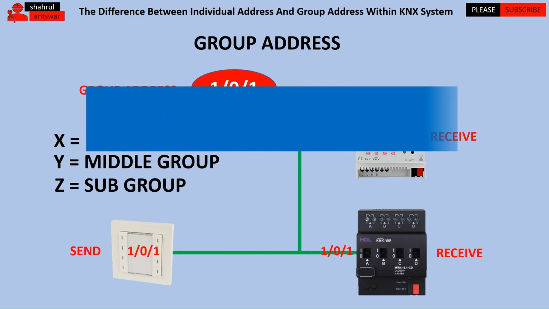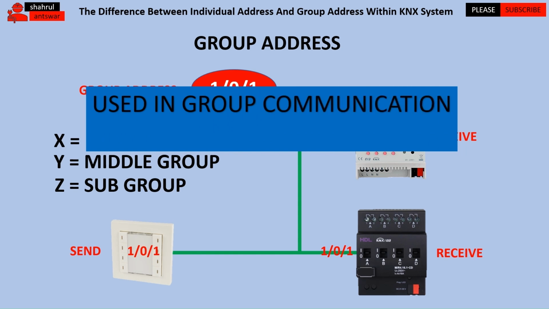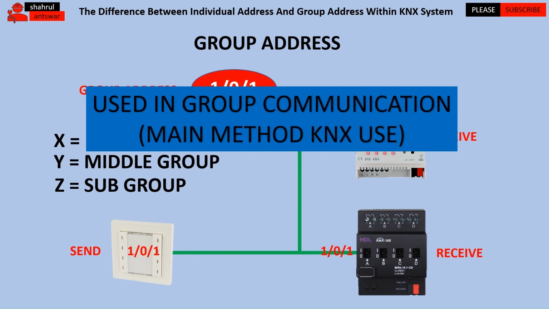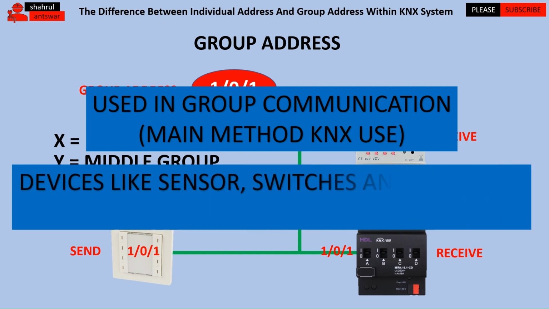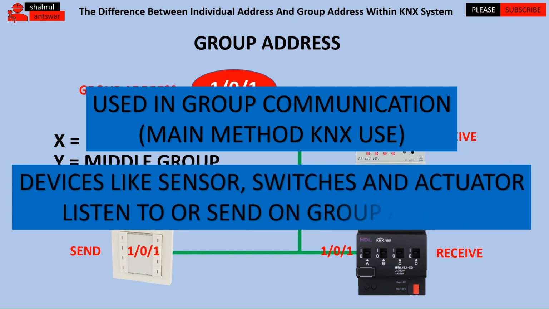The group address is mainly used in group communication, which is the main method KNX uses. Devices like sensors, switches, and actuators listen to or send on group addresses. Let's see the comparison between these two addressing types: individual address versus group address.